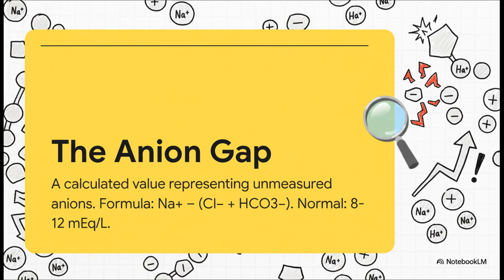So first, what exactly is the anion gap? Well, it's not something the lab measures directly. It's a calculation. You can think of it as representing all the unmeasured negatively charged particles, or anions, floating around in the blood. Normally, that gap is pretty small, somewhere between 8 and 12. But when that number starts to climb, that's a massive red flag. It means some new, unmeasured acid has shown up and is consuming bicarbonate.